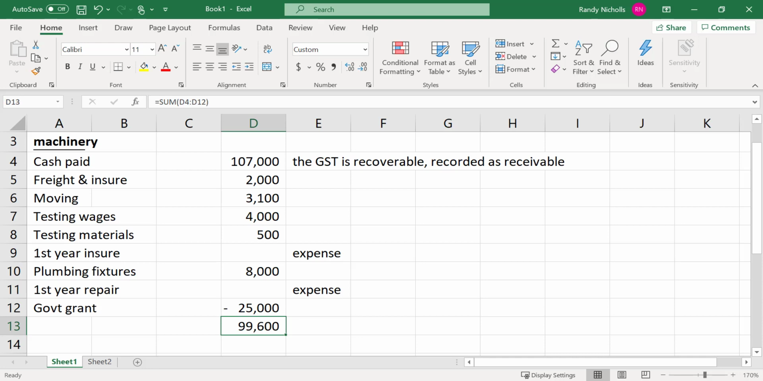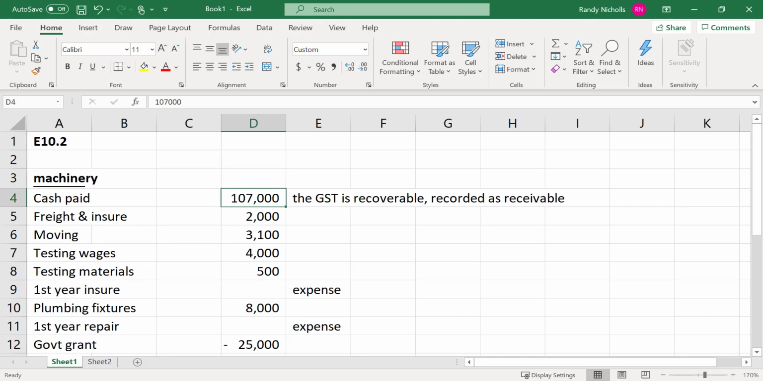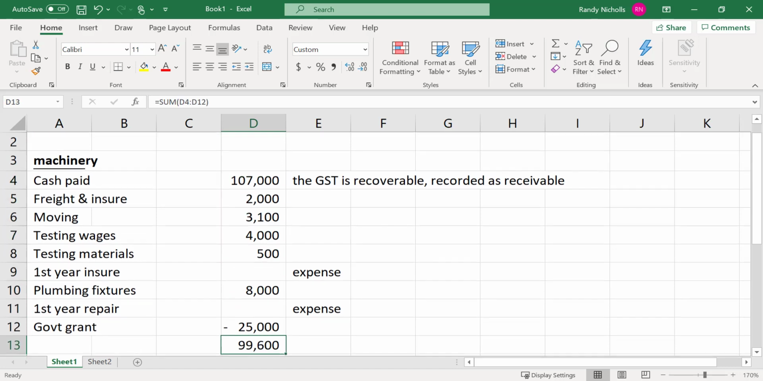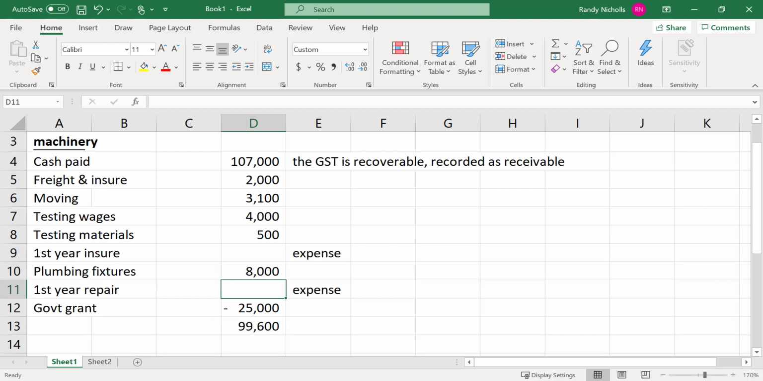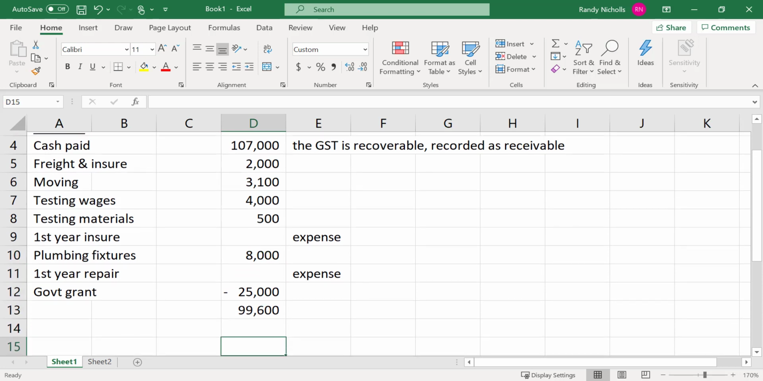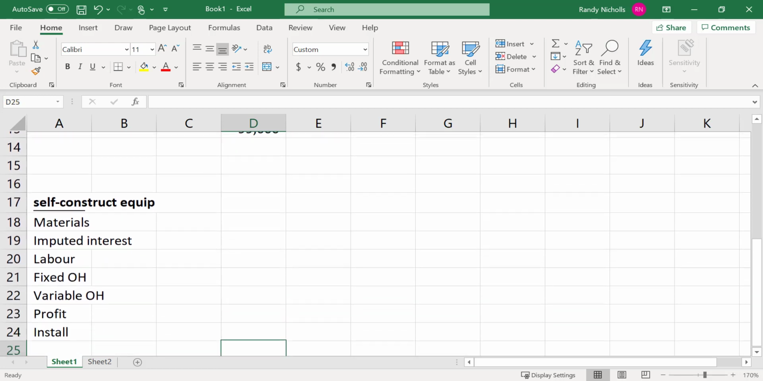Okay, so the key things: everything to get it where you want it in the condition you want it. Provincial sales tax is part of the cost of the asset, GST is not, and any expenses during the year you can't include in the asset, and the government grant is typically going to come out.